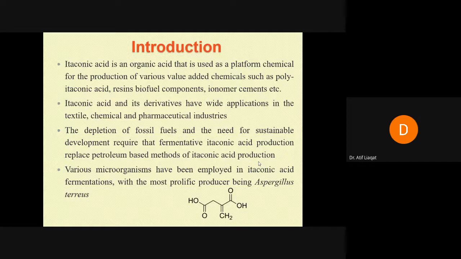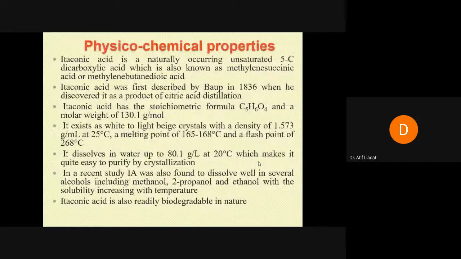Various microorganisms have been employed in itaconic acid fermentations, with the most prolific producer being Aspergillus terreus. This is basically the fungus species.